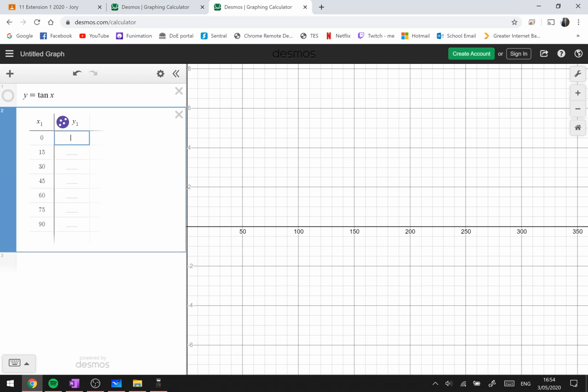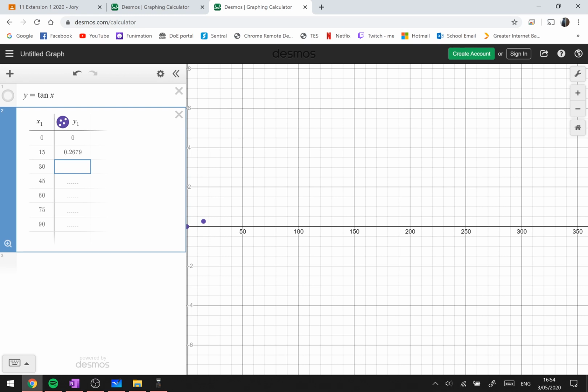So starting off with tan of 0. So tan of 0, well, that's just equal to 0. Nice and easy. Okay, tan of 15 degrees. Well, that's equal to 0.2679. Okay, 30 degrees is equal to, so 30 is, oh, actually, no.